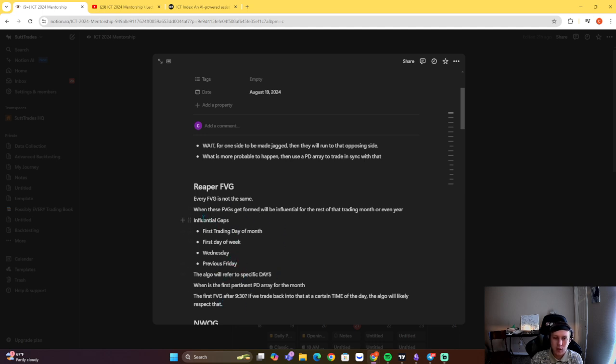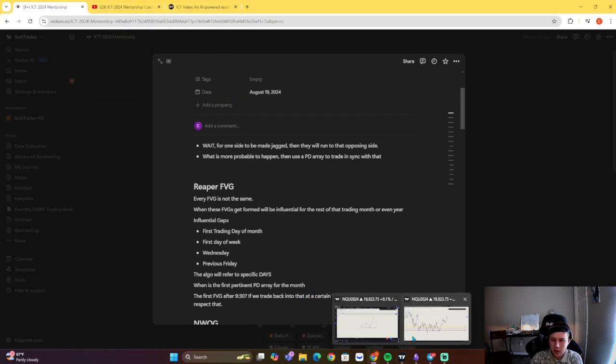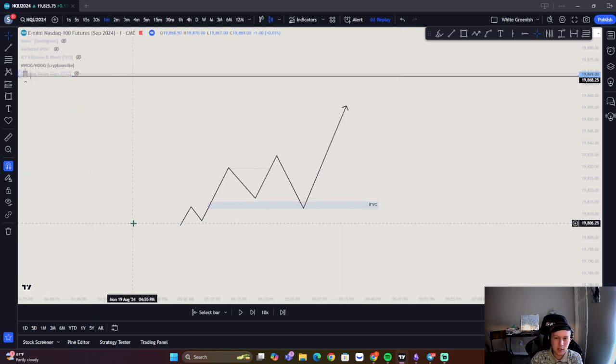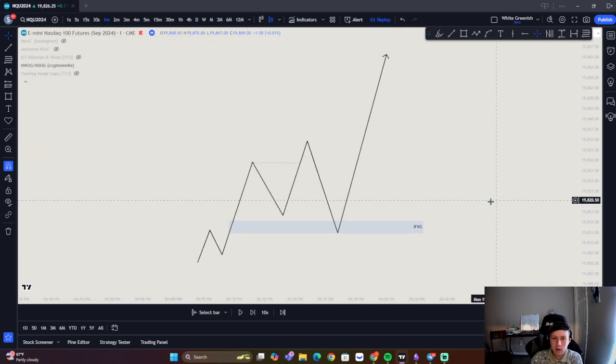Here's influential gaps: the first trading day of the month, the first fair value gap after 9:30, which I'm not going to honestly pay too much attention to because it's not needed. If it was needed, he would have discussed it before now. If it was needed, it would have been in the 2022 mentorship, all over it. All you need is the 2022 model in my opinion, and that's what I'm currently sticking to, the 2022 model and then inversion fair value gap.